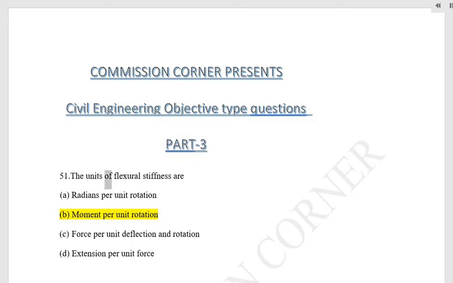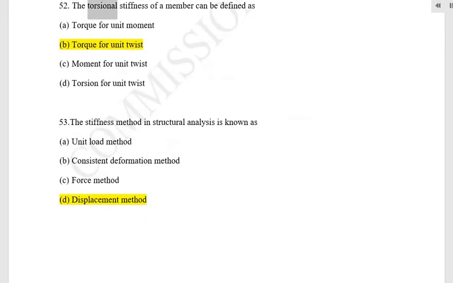51. The units of flexural stiffness are: A. Radians per unit rotation, B. Moment per unit rotation, C. Force per unit deflection and rotation, D. Extension per unit force. 52. The torsional stiffness of a member can be defined as: torque for unit moment, torque for unit twist, moment for unit twist, torsion for unit twist.